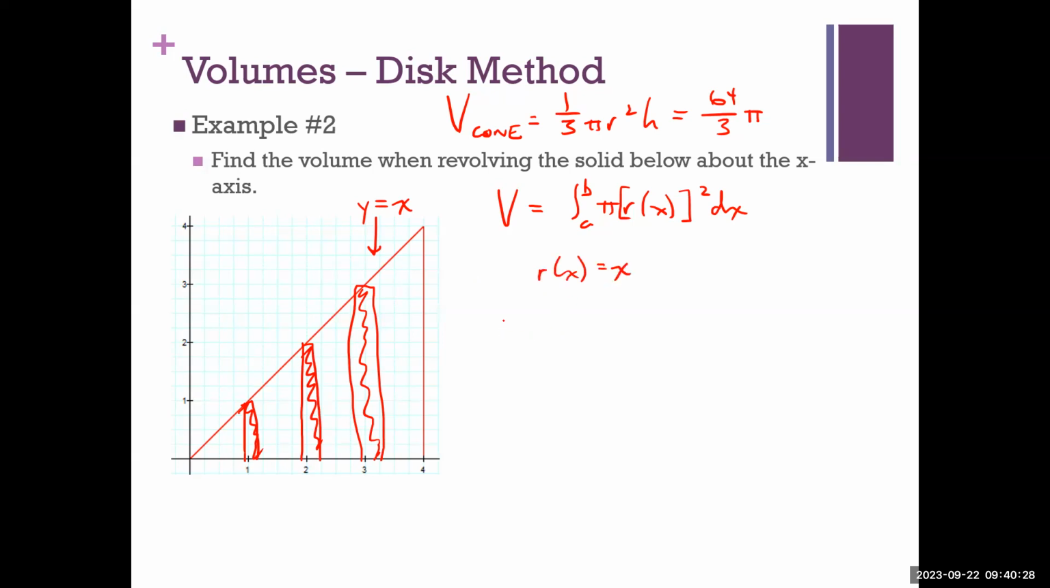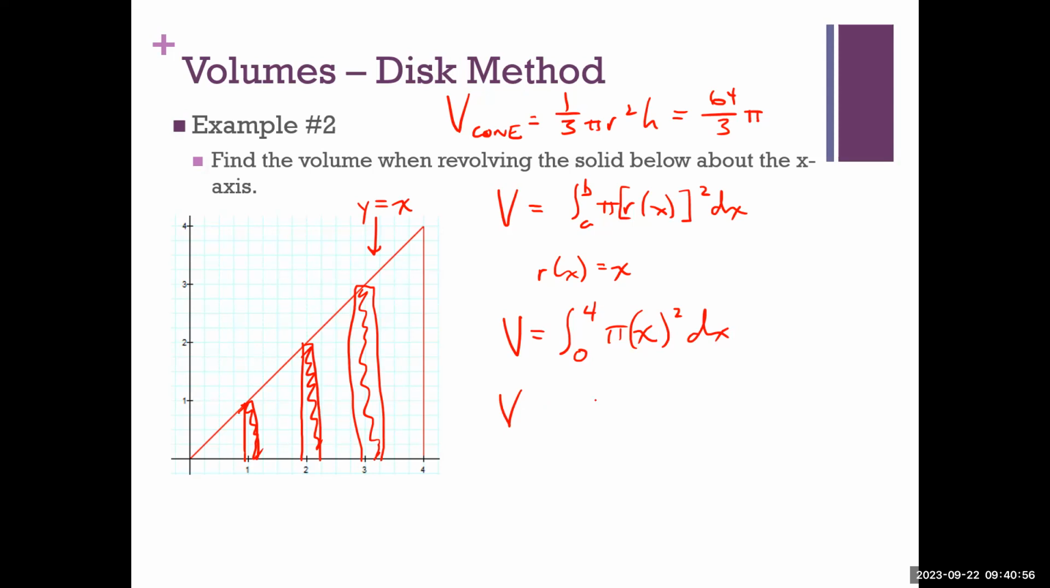Okay, so if R of x equals x, then let's finish setting up this integral. The volume over what bounds? Should be 0 to 4 again. 0 to 4 of pi x squared dx. What is the integral of pi x squared? X cubed pi over 3.